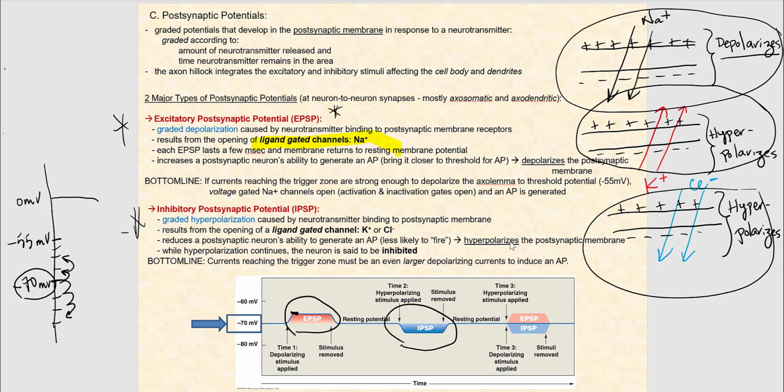Take note, we are closer to negative 55 by depolarizing EPSP, and we're further away from negative 55 if we are IPSP. Now, what happens if we have both IPSP and EPSP? It cancels each other out as if nothing has happened. And you'll see an image of that later on.